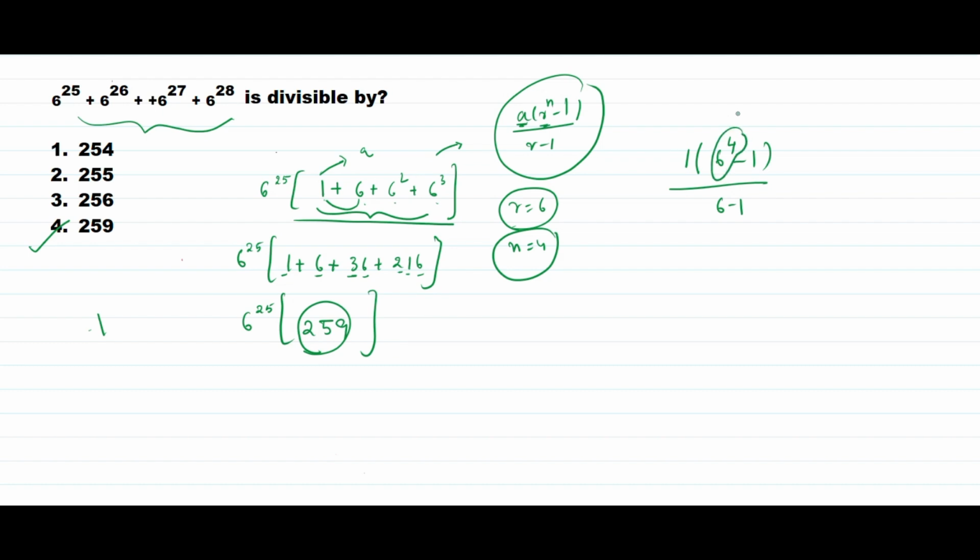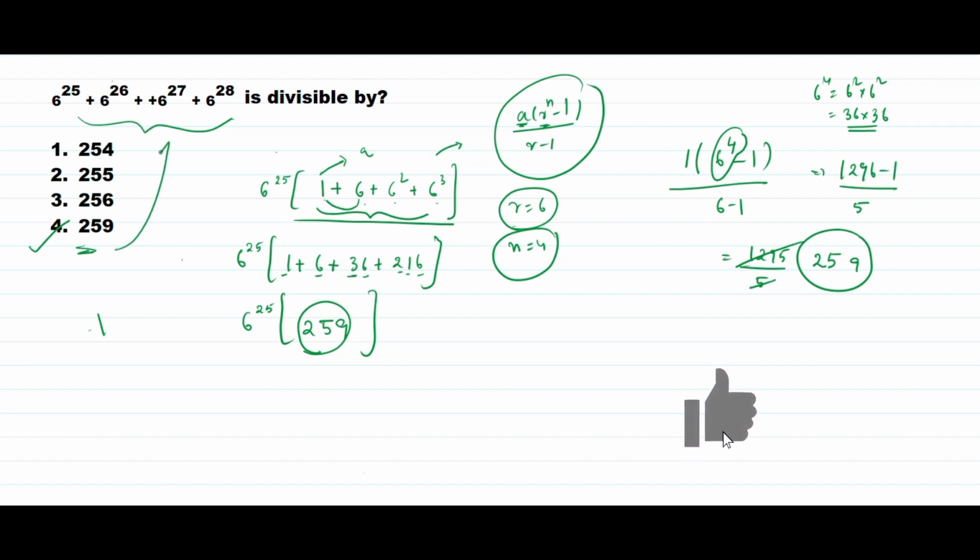How much is the value of 6 power 4? We know that 6 power 4 is 6 square into 6 square, right? 6 square is 36, and 6 square is 36. We know 36 square, right? 1296. So 1296 minus 1 by 6 minus 1 is 5, so 1295 by 5. So 5 2s are 10, 5 5s are 25, and 5 9s are 45, 259, same. So 259 is the answer which can divide this expression.